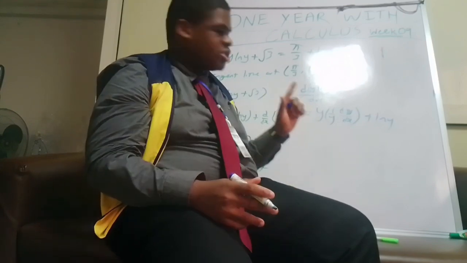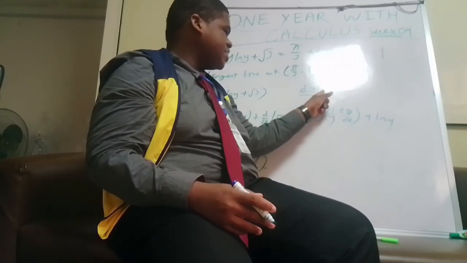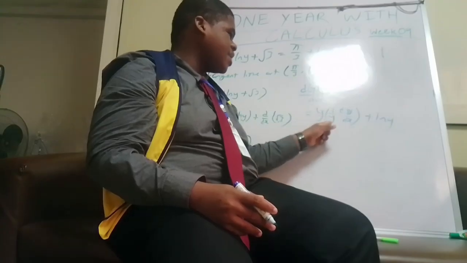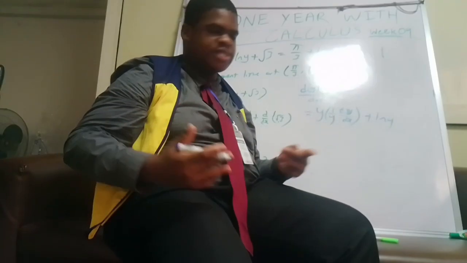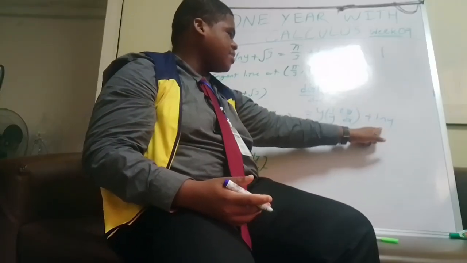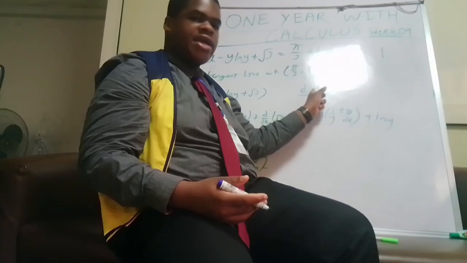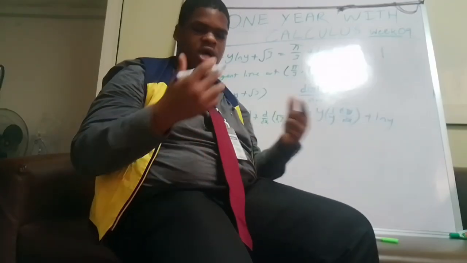I'm going to go over that again. You keep y constant, differentiate ln y. If you differentiate ln y, you're going to have 1 over y normally. But since you're differentiating y with respect to x, you add the dy over dx. Then the second one, you keep ln y, then differentiate y. If you differentiate y normally, you're going to have 1. But since you're differentiating with respect to x, you're going to have the dy over dx.